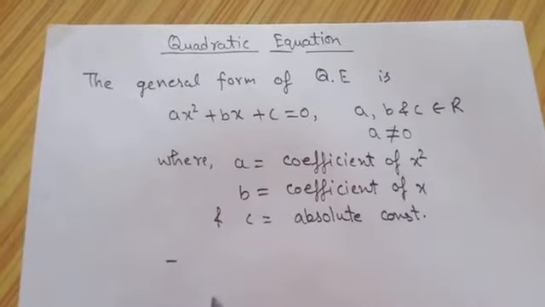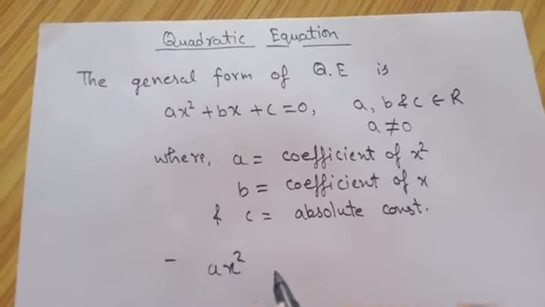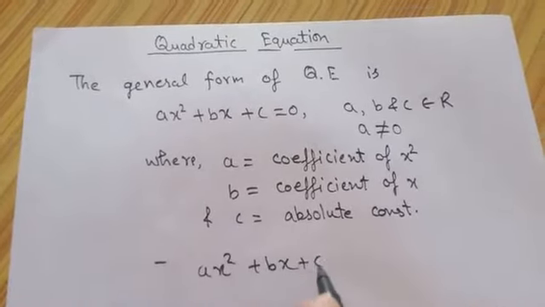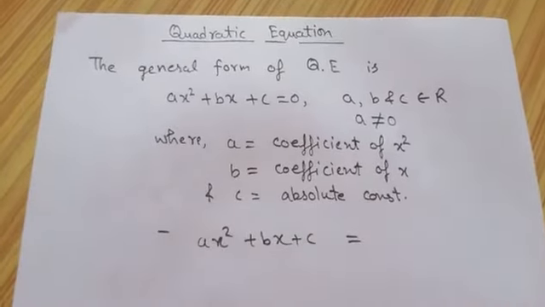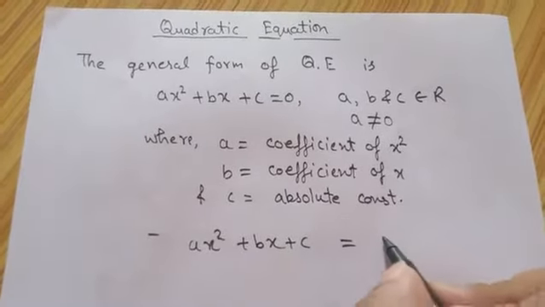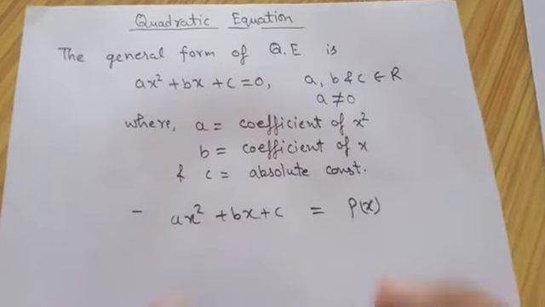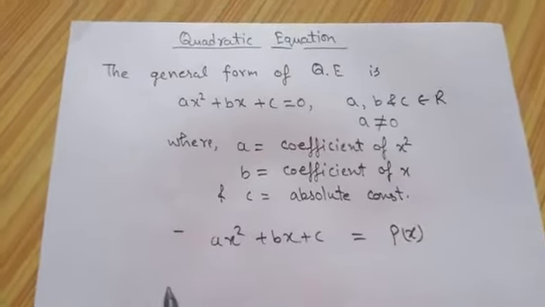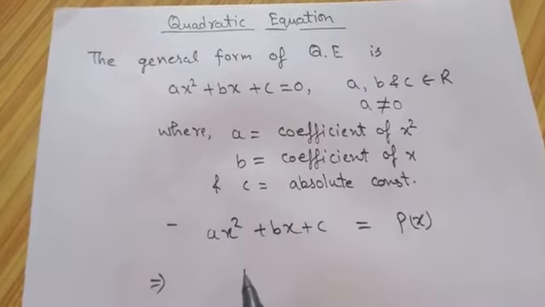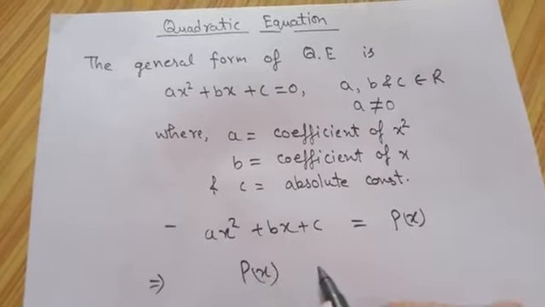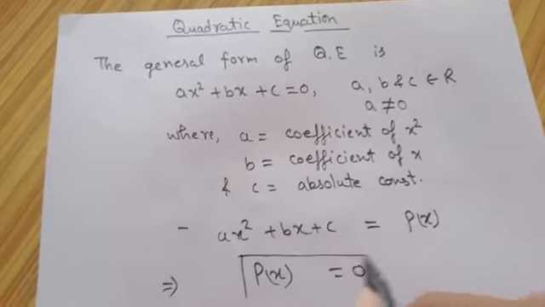The part of a quadratic equation ax square plus bx plus c, we can write as a polynomial of x, that is called a quadratic polynomial. So we can say that p(x) is equal to 0 is also a quadratic equation.